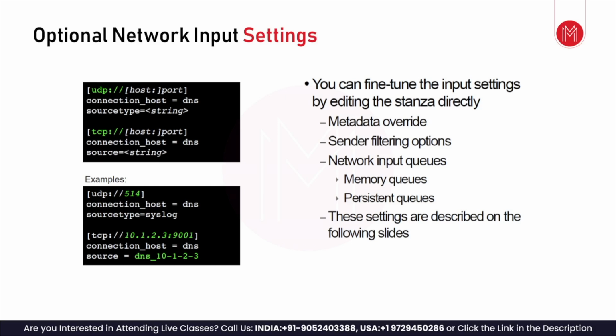If you see the example on the left side, this is how inputs.conf will look. If it is UDP, you can directly give port 514 and the server details: the connection host, and the source type. What source type do you want to add? The source type relates to the props.conf file. For TCP we have the same thing, along with the source from where you are actually getting the data in Splunk.